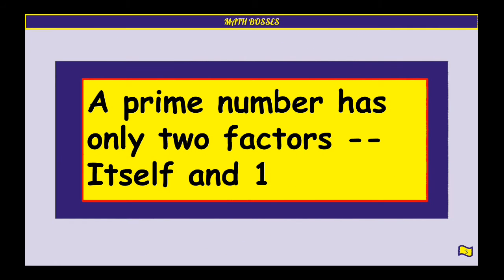A prime number is any number that basically has only two factors, and these two factors are itself and 1. This means that prime numbers can only be written as a product of these two factors, and the only whole numbers that can divide into any prime number are itself and 1.